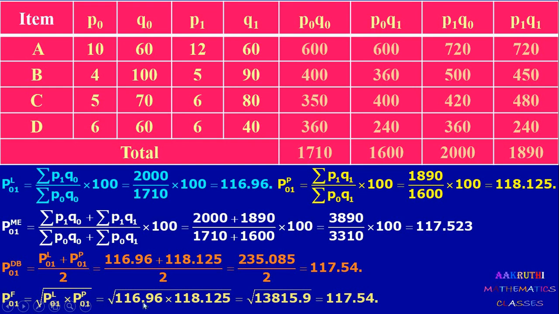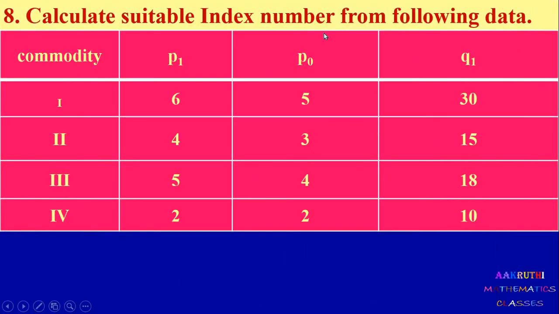So it is the root of 116.96 into 118.125. It is the root of 13,815.9. The answer is 117.54. Fisher's index number is the geometric mean of Laspeyres and Paasche's price index numbers, the root of P01 of L into P01 of P. Therefore here Fisher's price index number is 117.54.